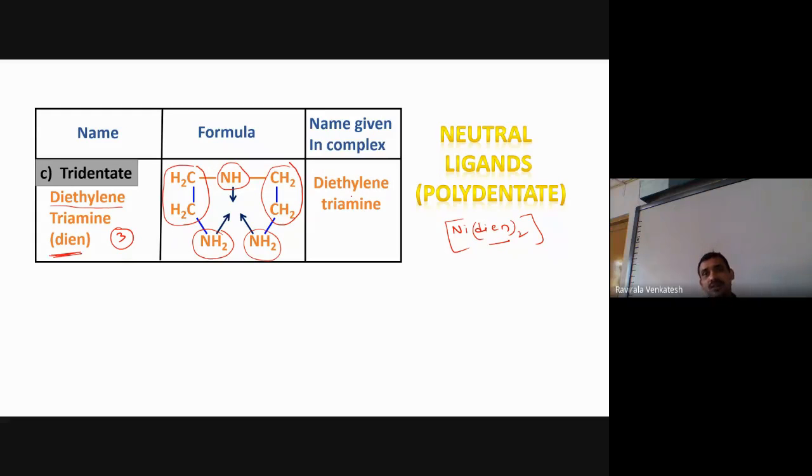So when you are writing the nomenclature, this is the structure we are writing. When you write the IUPAC nomenclature, you have to write diethylene triamine, compulsory. So how many lone pairs is it having here? Here it is 1. That means donatable lone pairs are 3. Therefore, it is a tridentate ligand. Next.